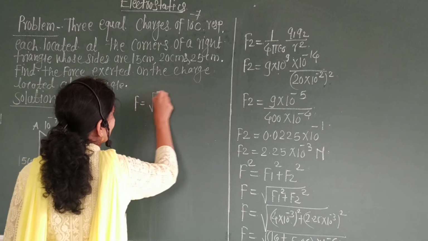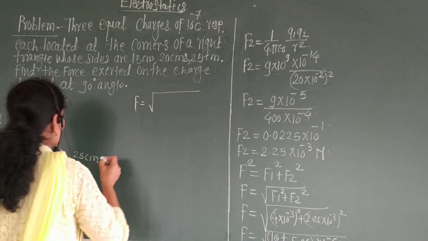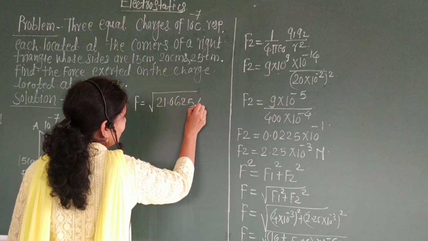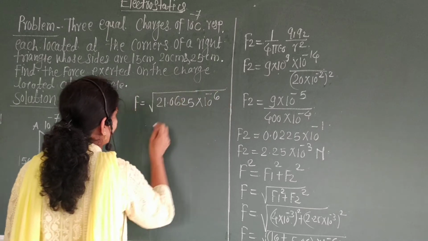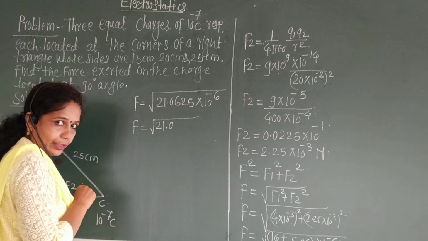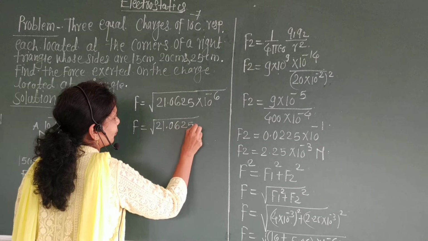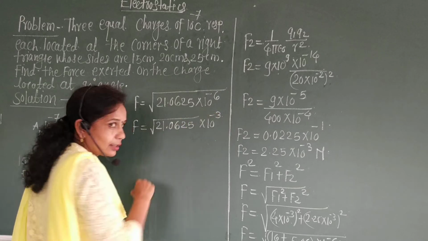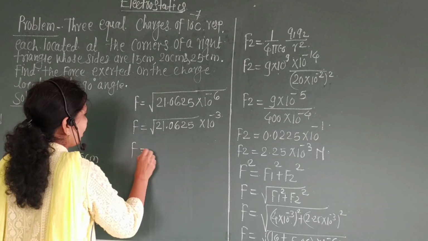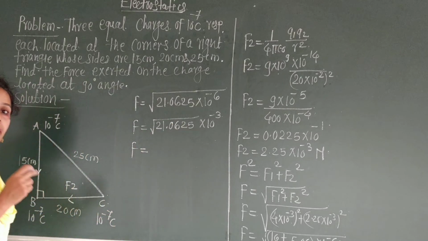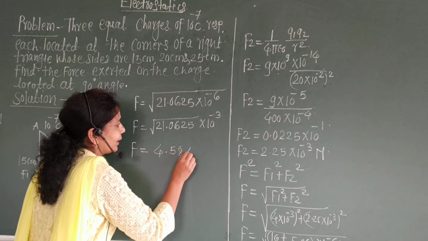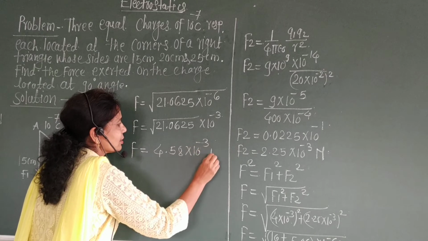F is equal to the, this 16 plus 5.06 is 21.0625 into 10 raised to minus 6. Therefore, F is equal to the under root of 21.0625 into 10 raised to minus 3. Under root of 10 raised to minus 6 is 10 raised to minus 3. Therefore, F is equal to the under root of 21.06 is 4.58 into 10 raised to minus 3 Newton.